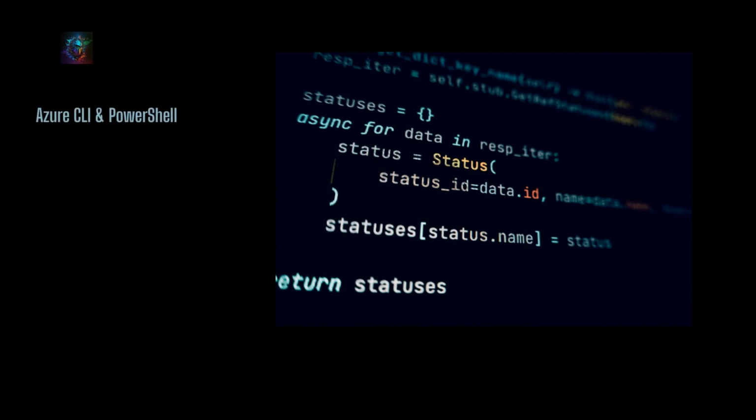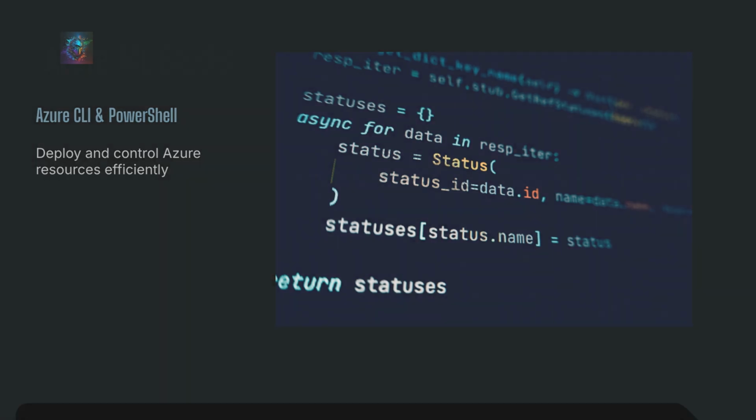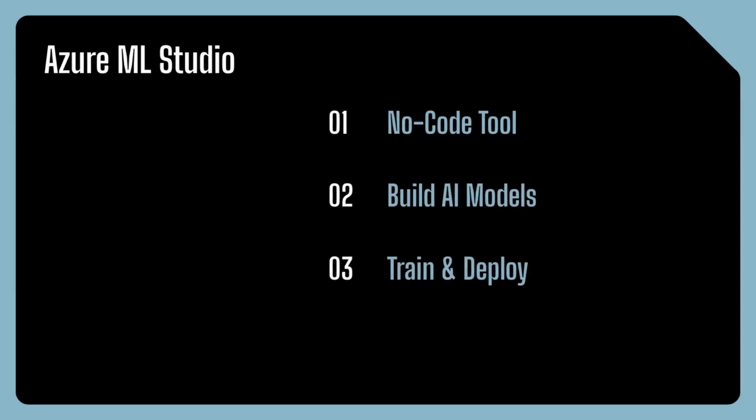Azure CLI and PowerShell, for when you want to manage AI services straight from the command line. These tools allow you to deploy and control Azure resources efficiently. Azure Machine Learning Studio, a no-code/low-code tool that lets you build, train, and deploy AI models without writing complex code. Machine learning? What is that?